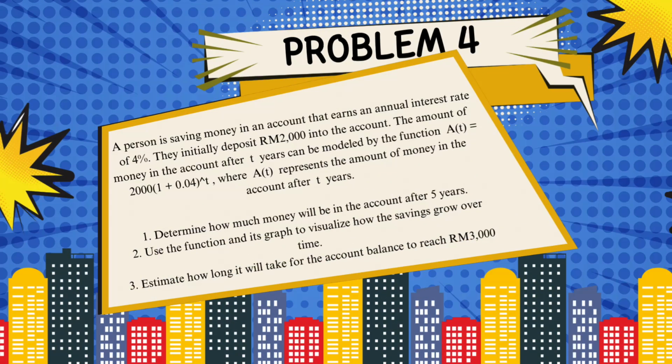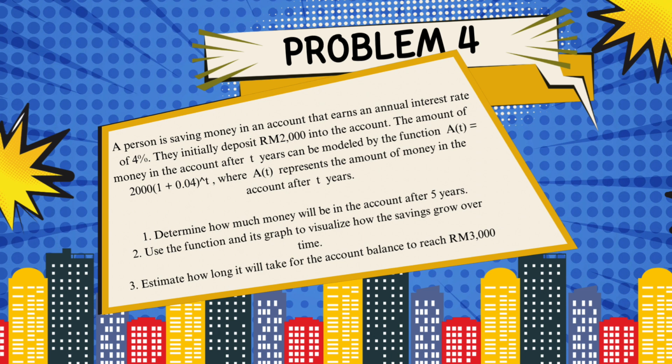Okay, moving on to the next problem, which is problem 4. A person is saving money in an account that earns an annual interest rate of 4%. They initially deposit 2,000 ringgit into the account. The amount of money in the account after t years can be modeled by the function A(t) = 2000(1 + 0.04)^t, where A(t) represents the amount of money in the account after t years.